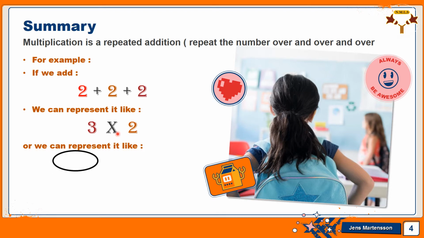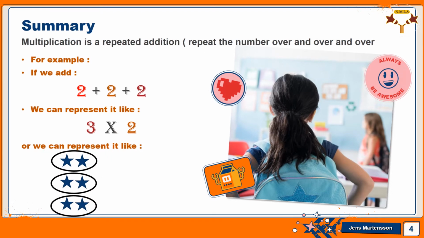Here we have 3 groups, 1, 2, 3. In each group we have how many items? We have 2. 2 stars in each group like this. 2 plus 2 plus 2. So it's called multiplication. 3 groups of 2 items.